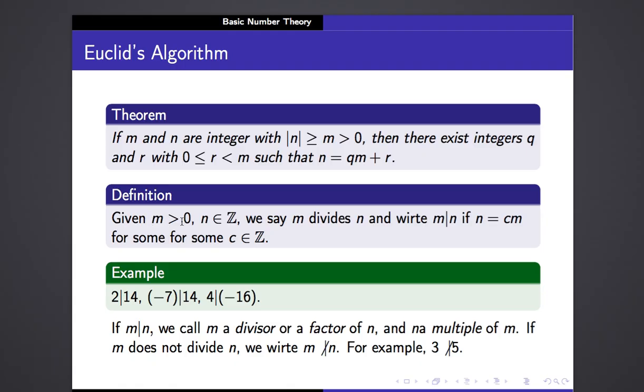Given m a positive integer, and n an integer, we say m divides n, and we write this notation here, if n is written as c times m for some other integer c. So that's clear from the previous theorem.